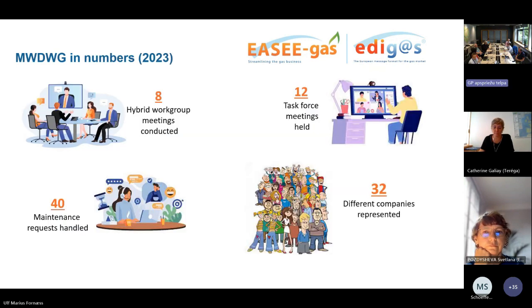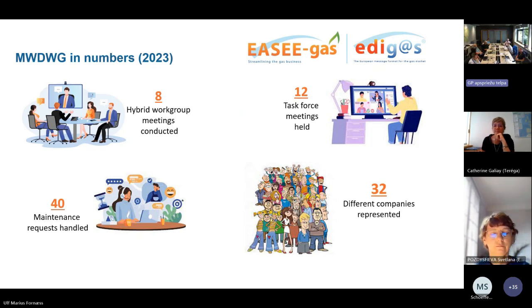So our working group in numbers, as you can see, we had this last year, we had 8 work group meetings, of course hybrid, as I said. We handled 40 maintenance requests. Maintenance request means that there may be a change in the code or some addition or some new message or a question about how can I download something. So a wide variety of requests.